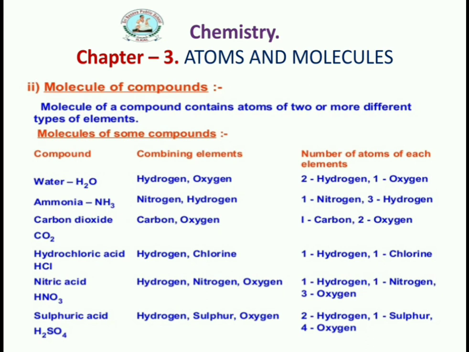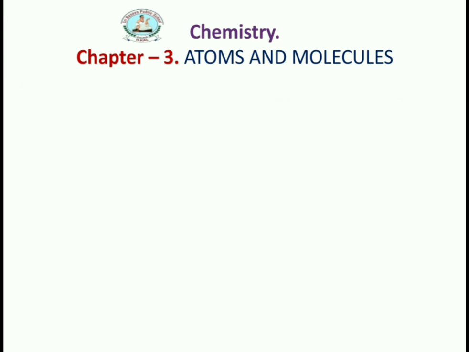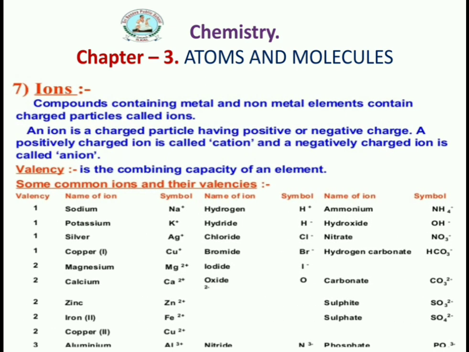Sulfuric acid H2SO4. How many elements are combined here? 3 elements: hydrogen, sulfur, oxygen. And how many atoms of each element? Hydrogen is 2, sulfur is 1, oxygen is 4. So you are understanding very easily, I think. You should practice and write it in the classwork. Okay, you will remember.